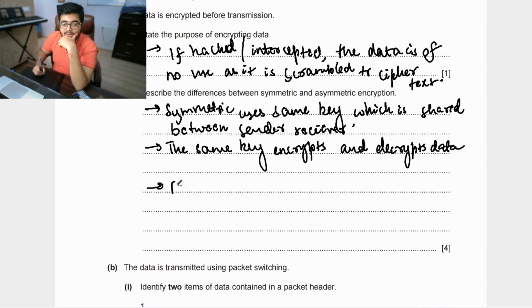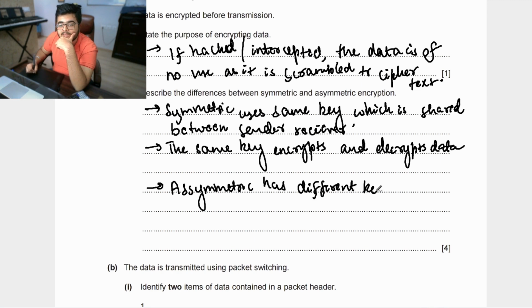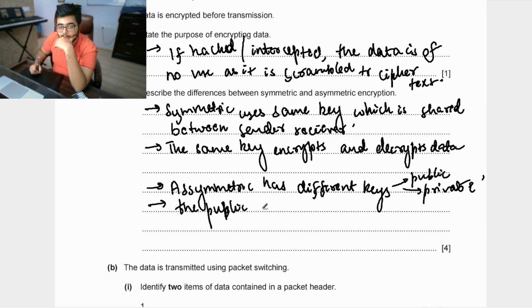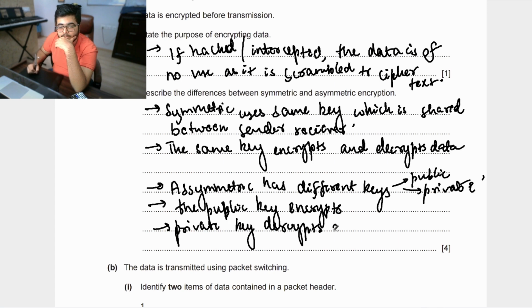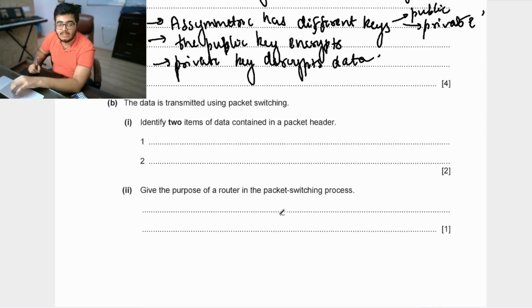Now for asymmetric, you will write that asymmetric has different keys, right? You can also write that there is a public key and a private key. Then you will say that the public key encrypts data and the private key decrypts data.